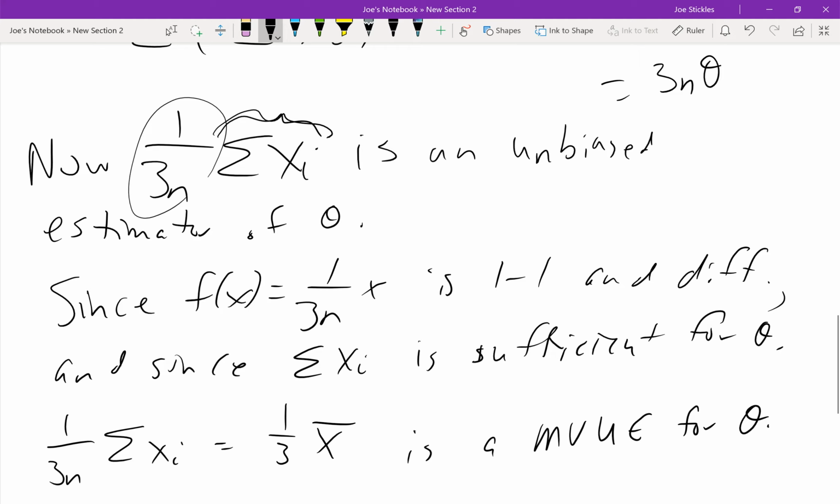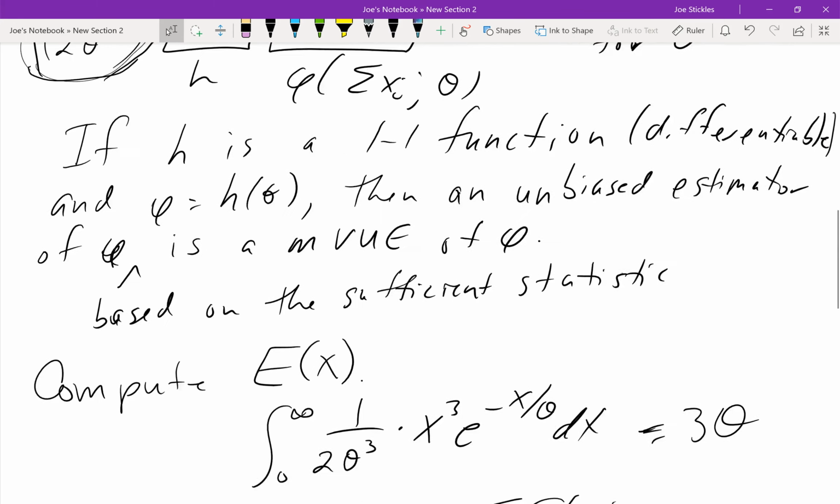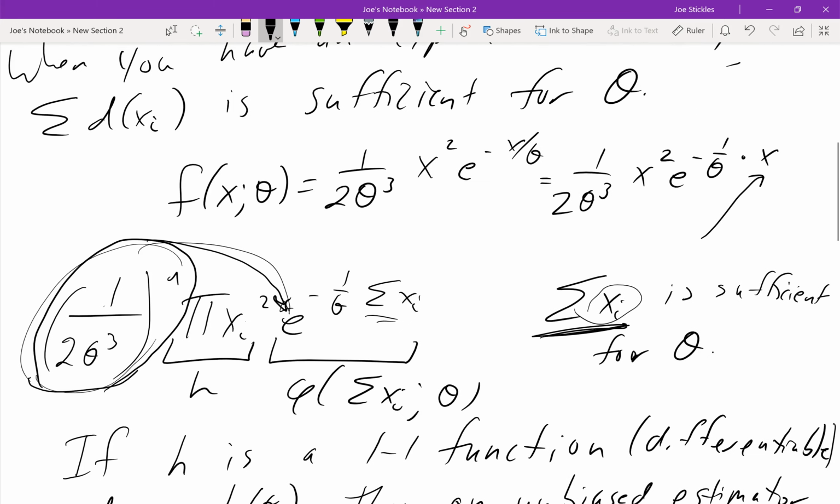So, just to reiterate, we started with exponential family. Wrote it this way, right? Once we have exponential family, whatever this part here is, the sum of the x of i's will be your sufficient statistic. So that's step 1.